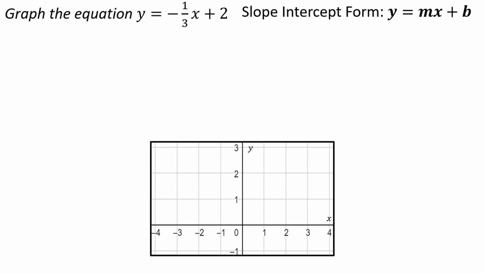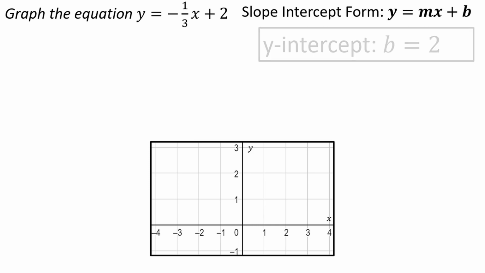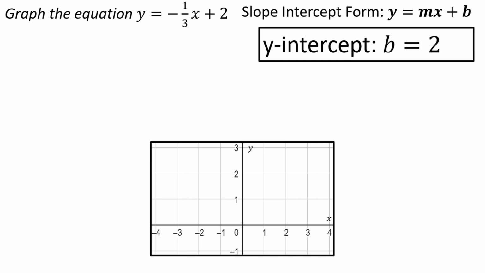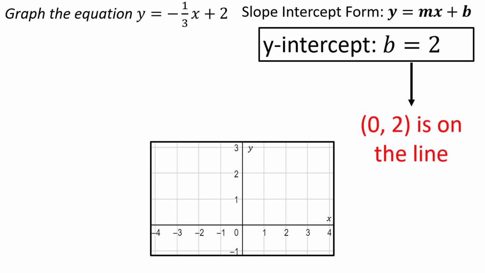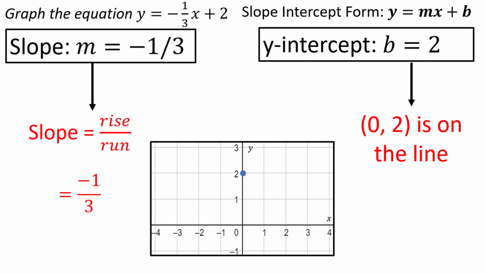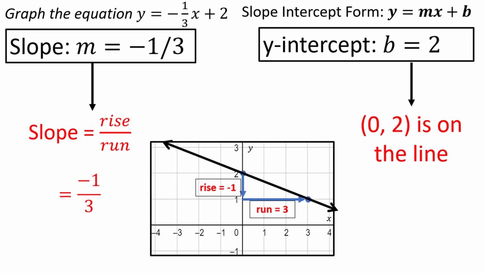y equals negative 1/3 x plus 2. In this case, the y-intercept is 2. This means the point (0, 2) is on the line, so we can start by plotting that point. Our slope is negative 1/3. This means we must rise negative 1 units, or fall by 1 unit, and then run, or move to the right, 3 units to be back to the line. This brings us to a new point of (3, 1). We can draw a line through the 2 points to complete our graph.